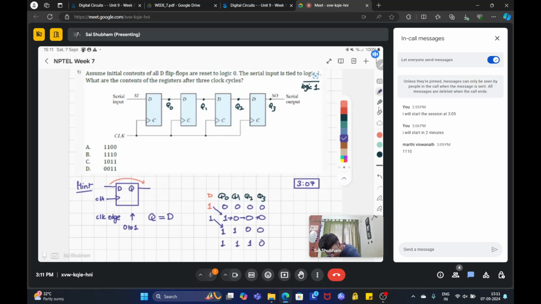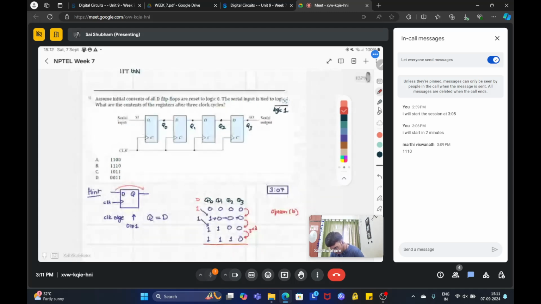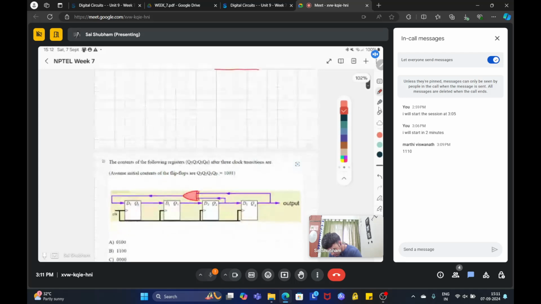After 3 cycles, this is first cycle, second and third. So after 3 cycles, this is the answer. The answer is 1110, option B. Fine. Moving on to the next question.